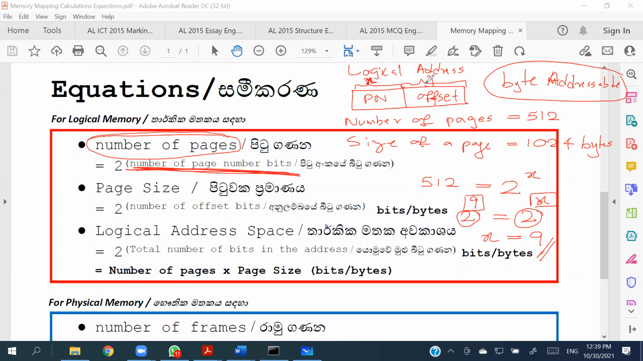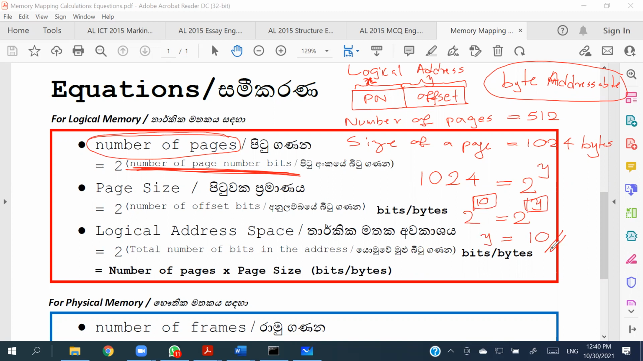Right, so to find that we have to use 1024. How are we going to take 1024? The size of a page is given. So 1024 equals 2 to the power y. Y means what? That's correct, Rasanda. Sachintani, it's not the 9. 1024 is 2 to the power 10. So 2 to the power 10 equals 2 to the power y, so y equals 10. Right, got that?